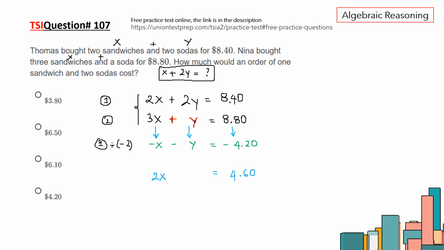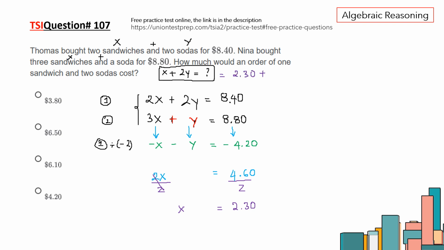Now I solve for x by dividing both sides by 2. So this one is gone, I have x equals 4 divided by 2 is 2, 60 divided by 2 is 30. So a sandwich costs $2.30. Okay, so this one will be $2.30.